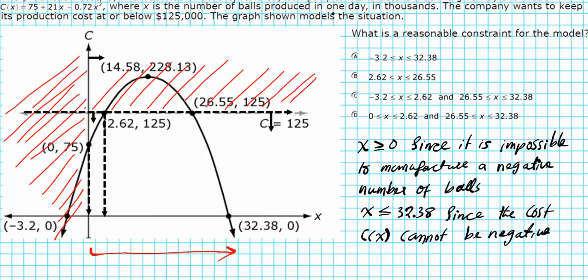So we have 0 is the lower bound, and then 2.62 is the upper bound. So this is the first reasonable constraint for a model. All right, and then the next interval that works, we have to skip this entire middle section because the cost is too much. They're not willing to pay anything more than 225,000. So ignore all that, and then the next interval that's feasible is from here to here, this interval right here.